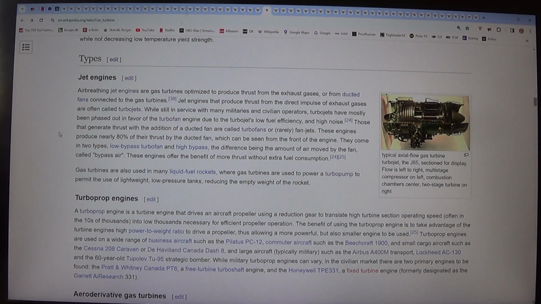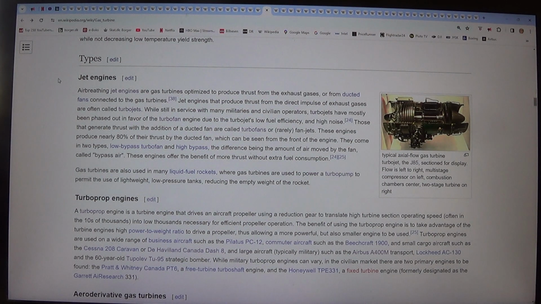Gas turbines are also used in many liquid fuel rockets, where gas turbines are used to power a turbo pump to permit the use of lightweight, low-pressure tanks, reducing the empty weight of the rocket.